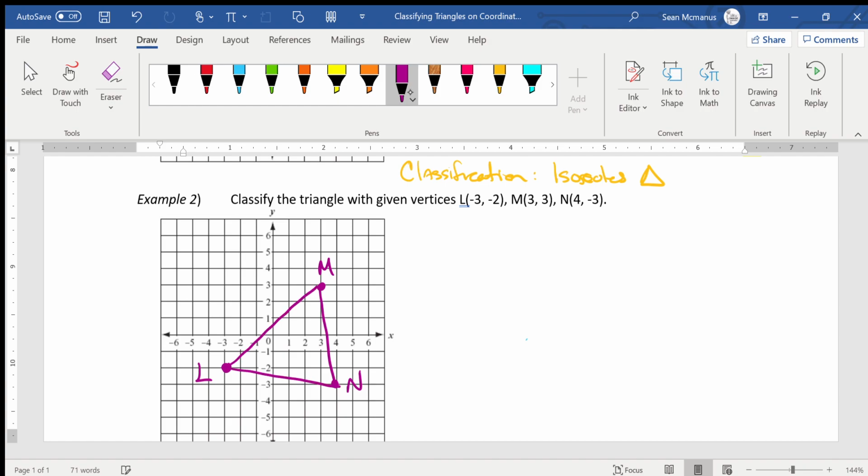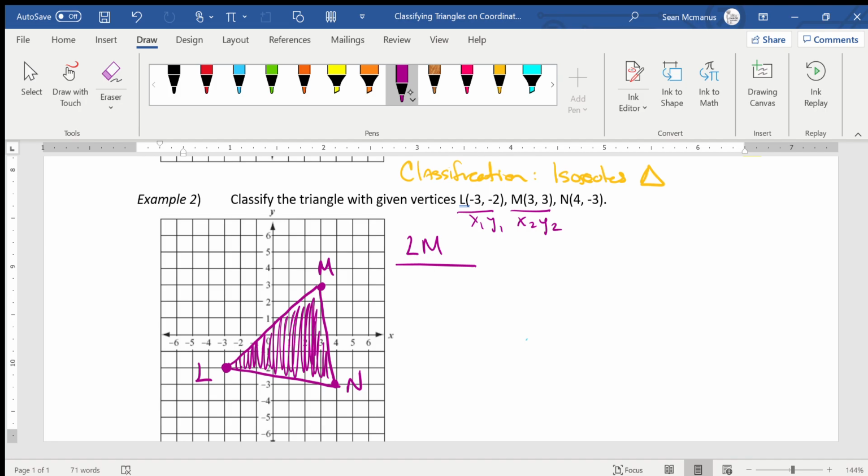I'm going to connect all those, and shade that in so we can see it a little more clearly. And I could use the distance formula. To find the length, I'm going to find the length of all three sides. So let's find the length of LM. I'm going to use the Pythagorean theorem, but I could use the distance formula and use the points L and M and call them x1, y1 and x2, y2.